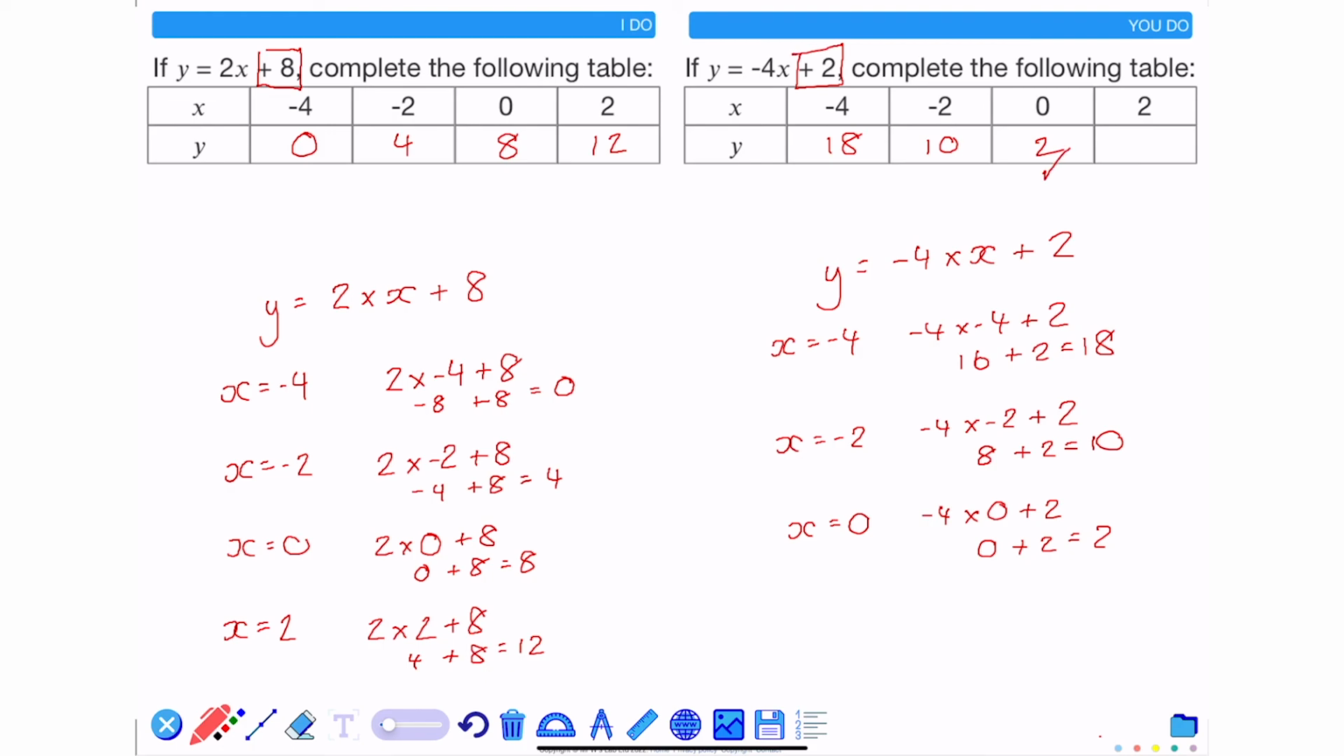And checking that when x is equal to 0, I get the y-intercept value, so I know that this point is true. And finally, when x is equal to 2, negative 4 times 2 plus 2 gives me negative 8 plus 2, which is negative 6.